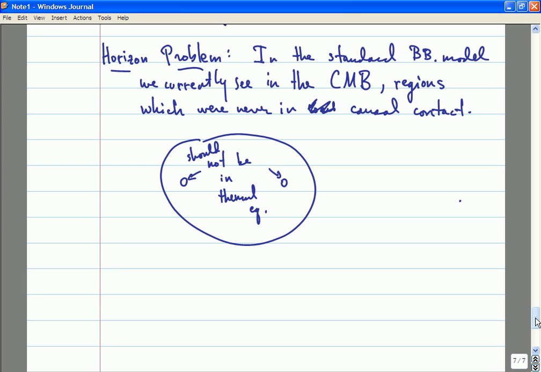So for example, if you calculate the variation in the amount of matter density in the cosmic microwave background over the entire sky, then you would expect this to be order 1 for regions that are not in causal contact. But in fact, it's about 10 to the minus 5. So this means that it appears that these regions should have been in causal contact.